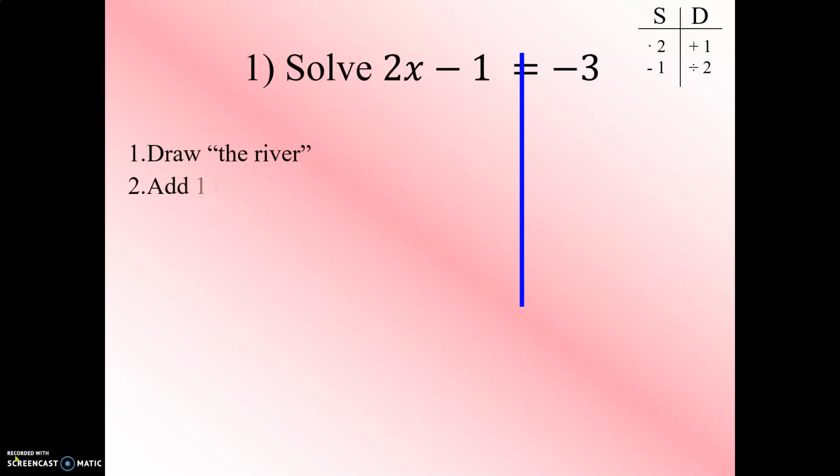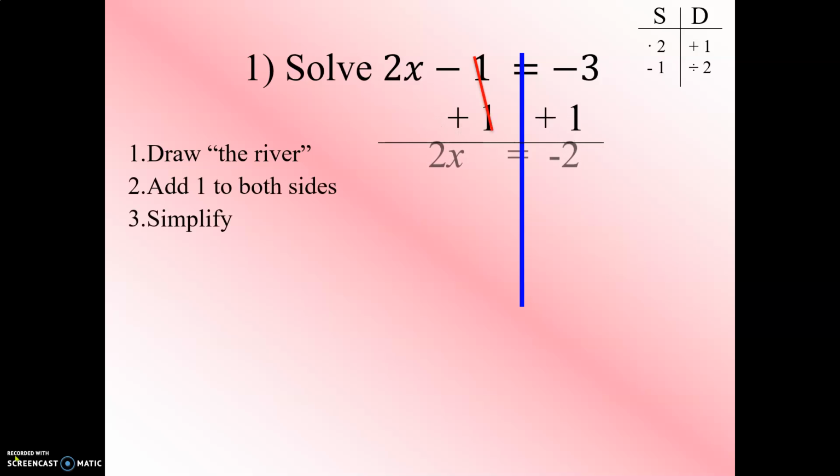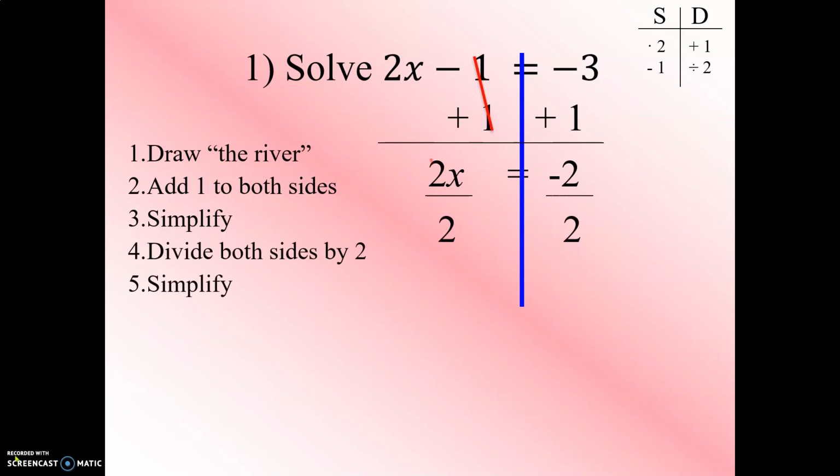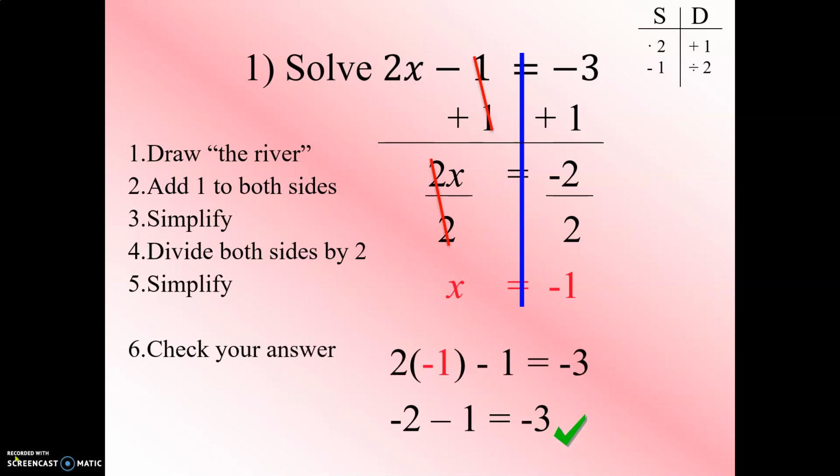Okay, now we'll just follow those steps. Add 1 to both sides, simplify, divide both sides by 2, simplify, and we get our answer. And of course, check. All right.